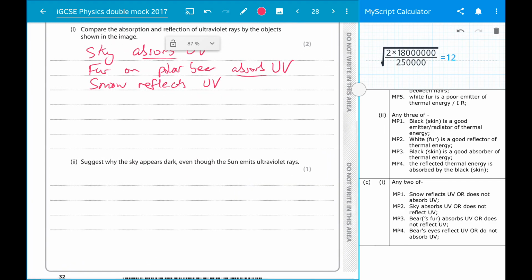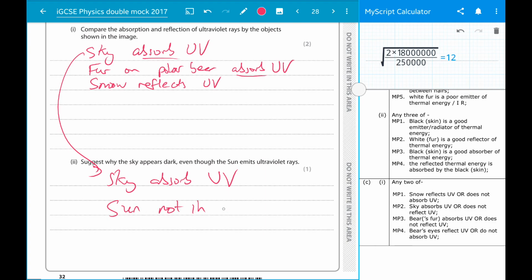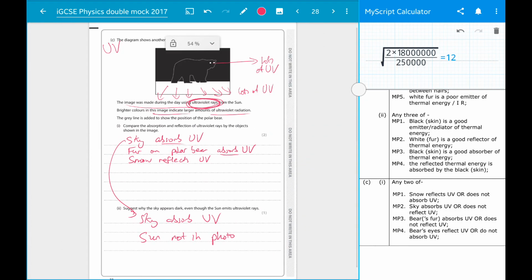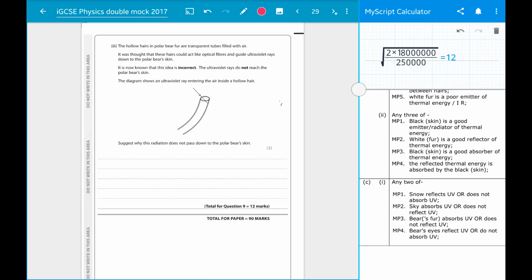Suggest why the sky appears dark even though the sun emits UV rays. Well, the sky appears dark because the sky is absorbing UV. There's stuff called ozone in the atmosphere, in the sky, that absorbs lots of UV. Also, the sun is not in the picture. It's not in that photo. And that gets you all your marks for that part.